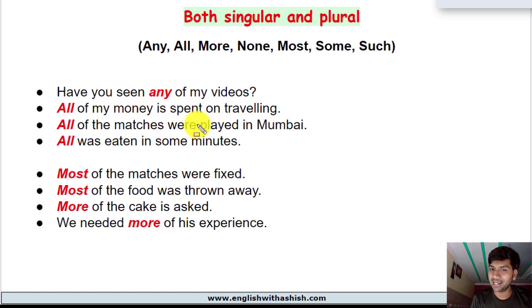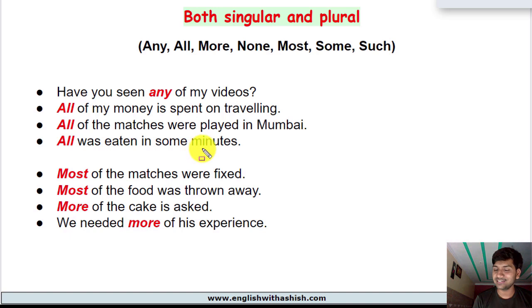All of the matches were played in Mumbai. All of the matches. Now matches is a countable noun and it is a plural noun, so it's referring to a lot of units. That's why it is used as a plural pronoun. All of the matches were played in Mumbai. All of the matches is played or was played is incorrect. All of the matches are played or were played in Mumbai.